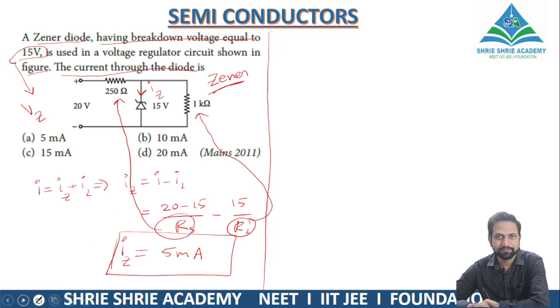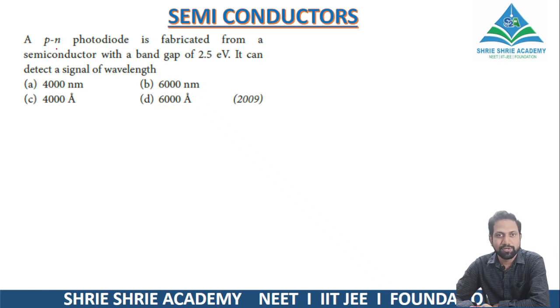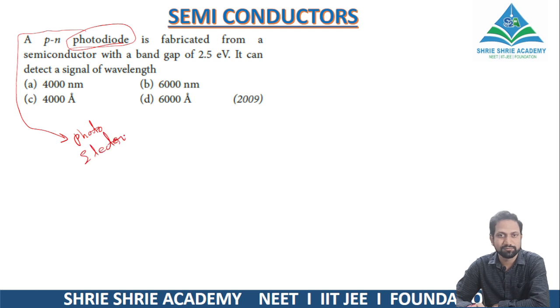Next, a PN photodiode. Remember, whenever you see the photodiode, you have to get the idea of the photoelectric effect. The principle of working is the photoelectric effect, right? The photoelectric effect is converting light energy into electrical energy, and this phenomenon happens in the case of a photodiode.